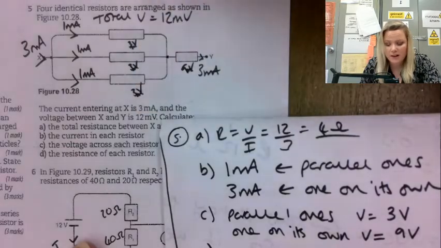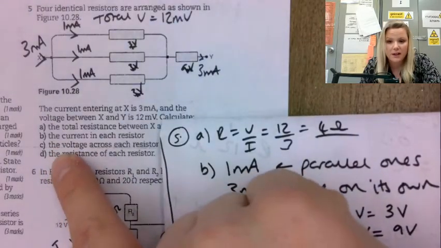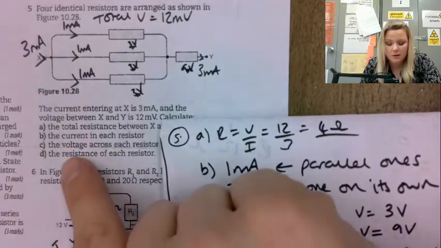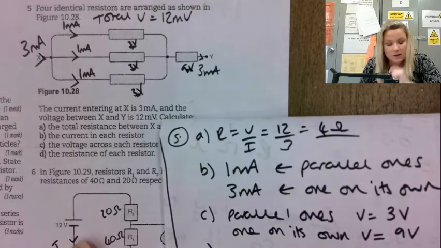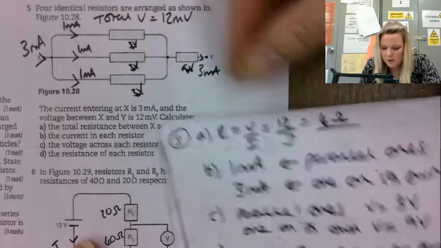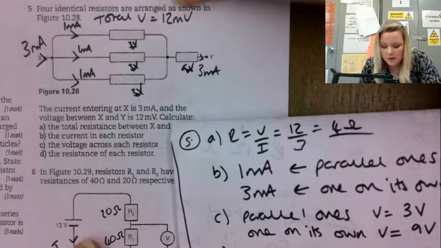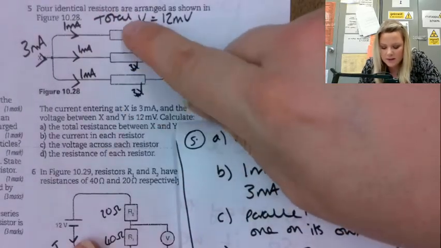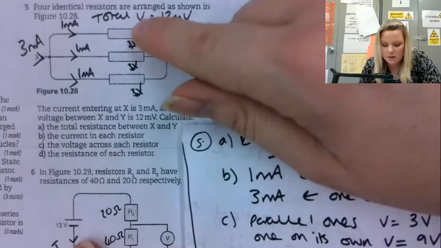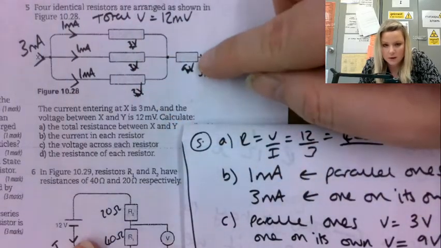Yeah, way harder. And actually, I'm pretty sure for part C and D, you're not expected to be able to do this for GCSE. We're going to go over it anyway because we're experts. So 4 identical resistors are arranged as shown here. Each of these resistors has the exact same resistance. So whatever these are, this one is as well.